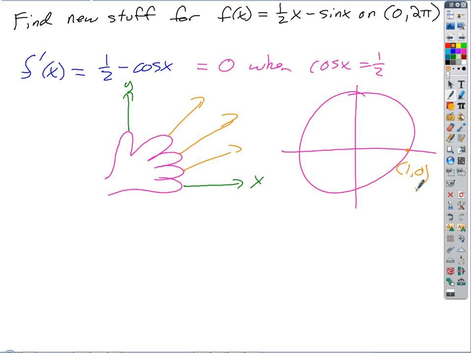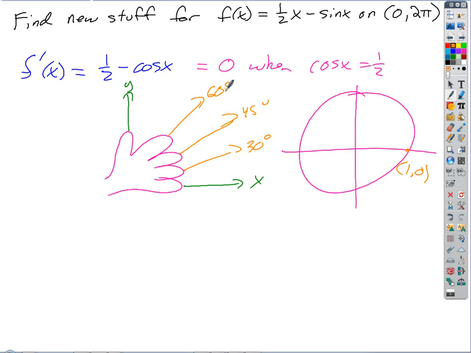So if we move up to the next one, this guy right here, I close that finger, right? What degree is that? So what are the degrees going to be for those three? 30, 45, 60, right? Or in terms of pi, it'd be pi over 6, pi over 4, pi over 3, right? Okay? And then pi over 2.